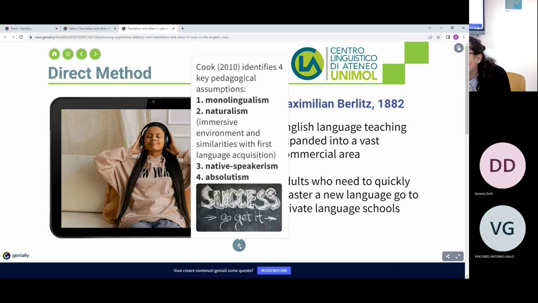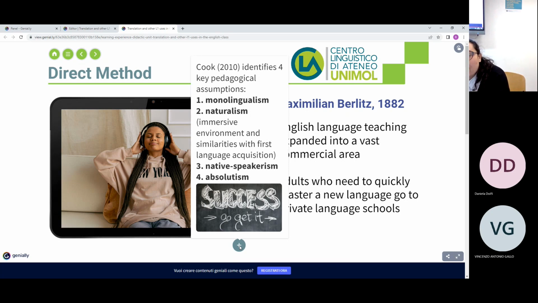So Cook describes these approaches using 4 different points. These are the features of this approach. Monolingualism, we've already talked about it: only English in class. Naturalism. You have to be immersed in the language and the culture, and we have to reproduce the same environment as a child, when a child acquires the language, their mother tongue.